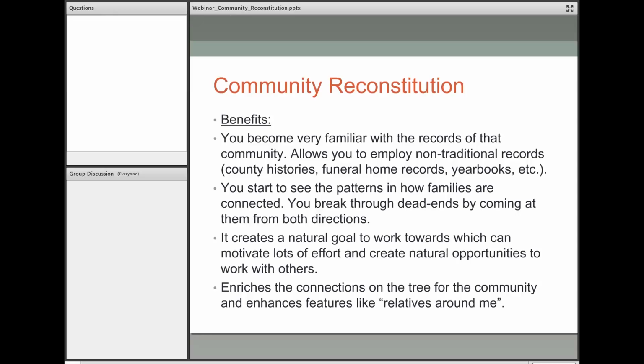It also creates a natural goal to work towards, which can motivate lots of effort and create natural opportunities to work with others. And it also makes some of the features on the FamilySearch app or websites like Relative Finder really fantastic, because once the community is all connected together, you can do things like relatives around me, or find my relationship, and you'll start to discover that you're actually more closely related to your neighbors than you would have ever imagined.